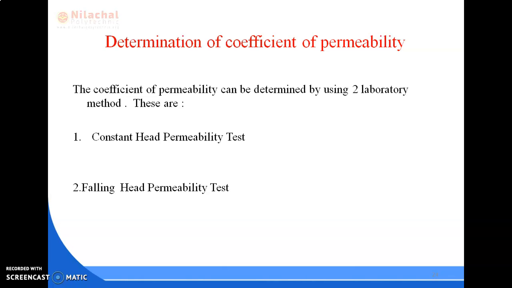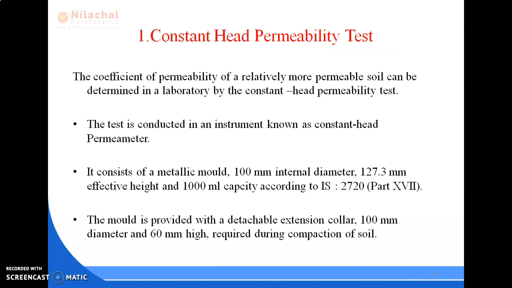Number 2, horizontal capillarity test. Number 3, consolidation test data. So these are some indirect methods. By using these methods, we can also determine the coefficient of permeability. But these are not necessary for you. Only these two laboratory methods are important for you. So let us discuss one by one. First is the constant head permeability test.